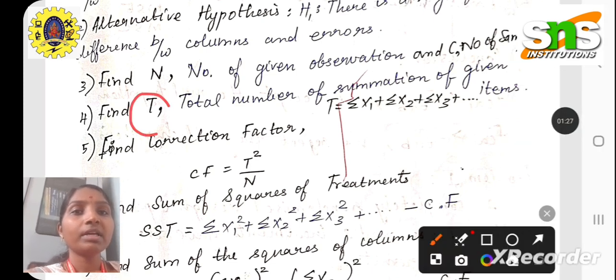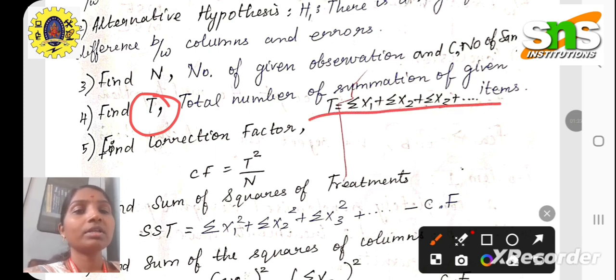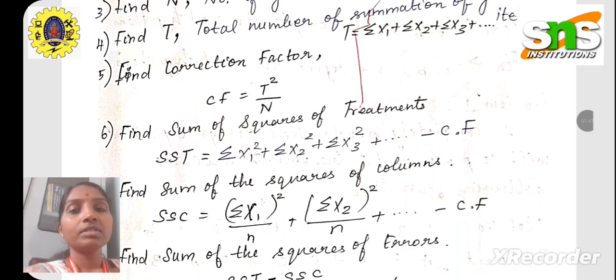And in the fourth step, we will be finding the total of the summation of the given items, which is denoted by T, wherein T can be denoted as summation of x1 plus summation of x2 plus etc., till however many items we have. The fifth step is a very important step, which is the correction factor. The correction factor is equal to T squared by n. What is T? We have already found it in the previous step, and what is n? That also we have found in the earlier step. We will be implementing what we found in the previous steps at the corresponding step, so that the correction factor is equal to T squared divided by n.